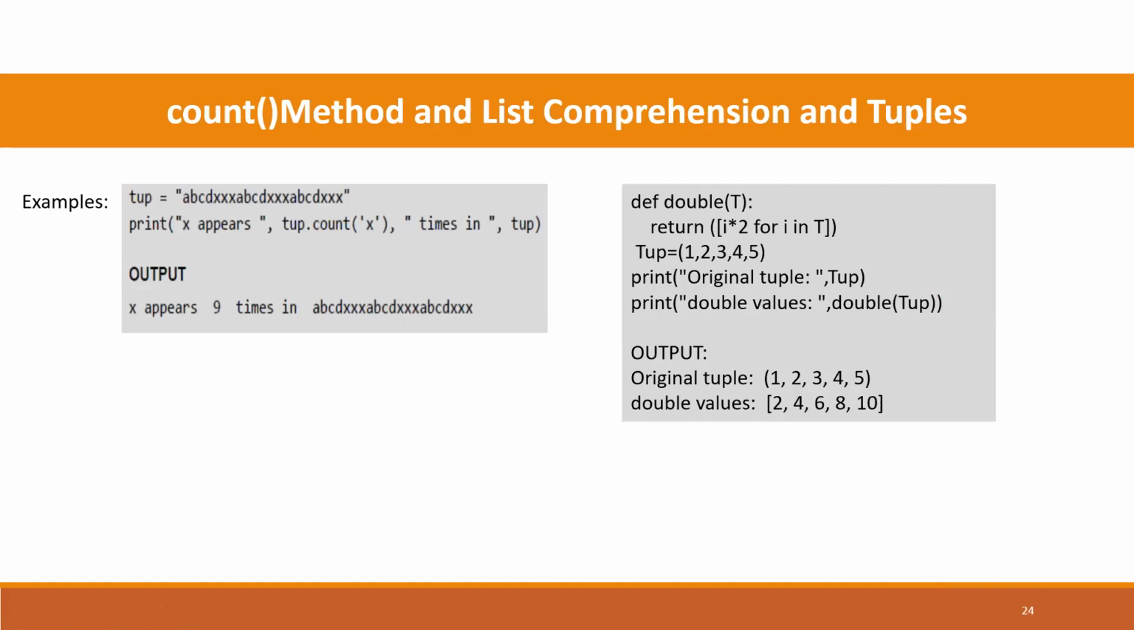Count method. What does the count method do? Count of an object: I'm going to count that particular element. So how many times does X appear? tup.count with the object passed as a parameter. It will return 9, the number of times X comes in this tuple. Okay, tuple.count(X).